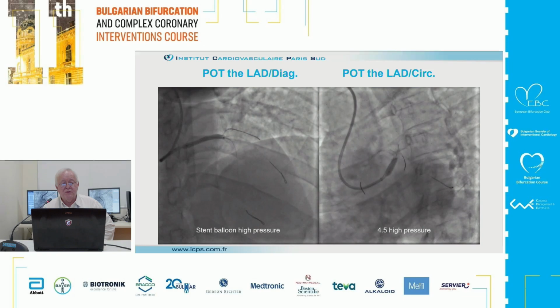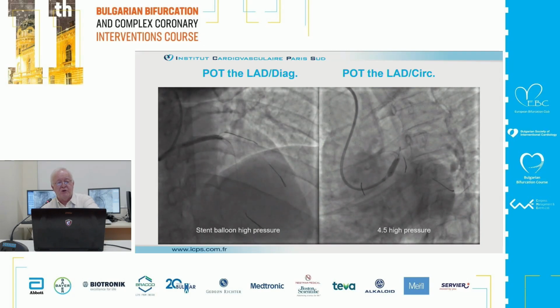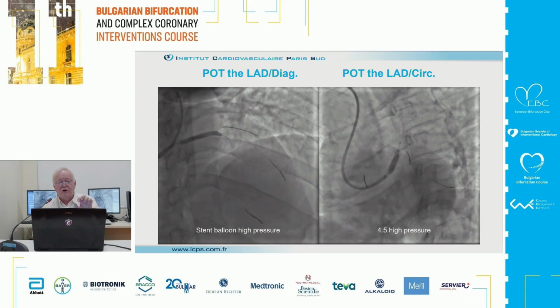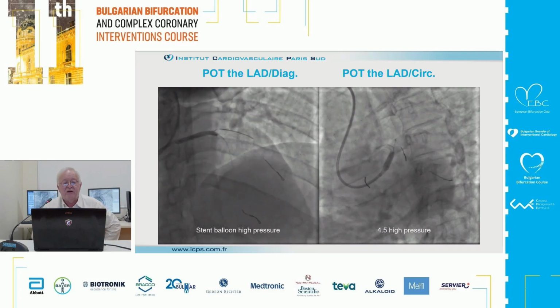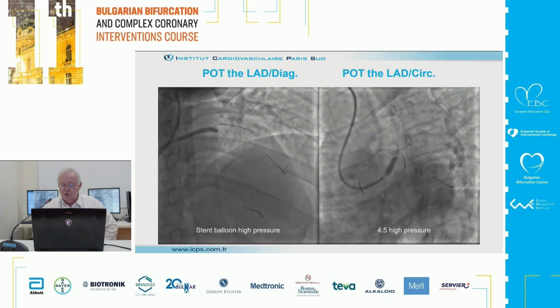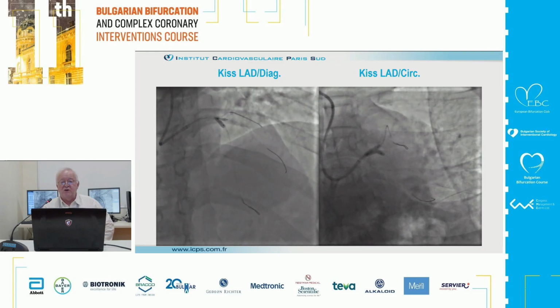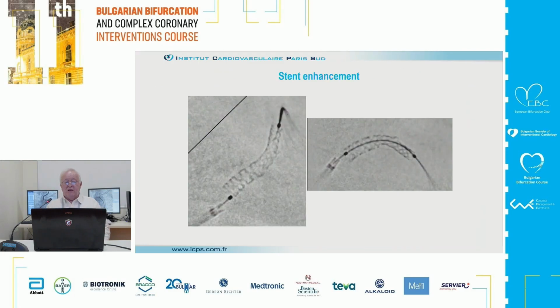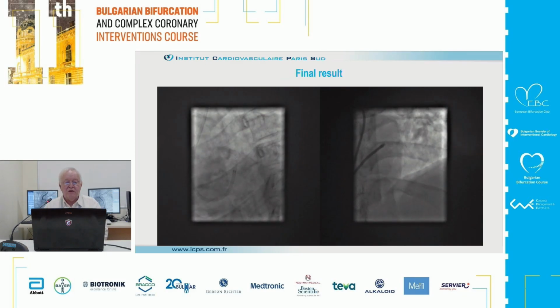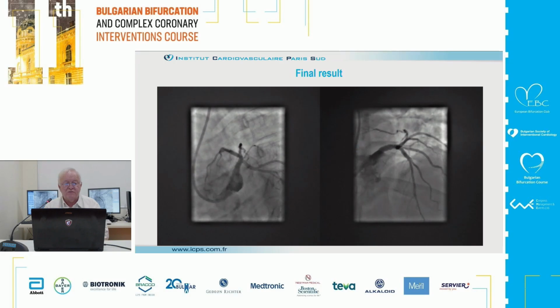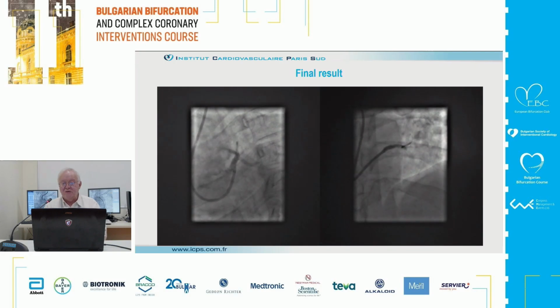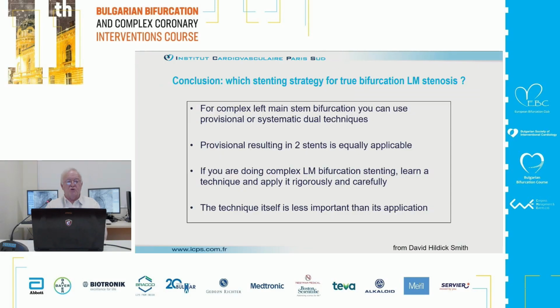POT. Again, I push the POT inside the LAD to cover the proximal part of the LAD, then a true POT on the right, and a kissing with the diagonal, a kissing with the circumflex. And again, we see the 3 diameters here very clearly. And this is the final result. So probably I'm late. So I will go to the conclusion.